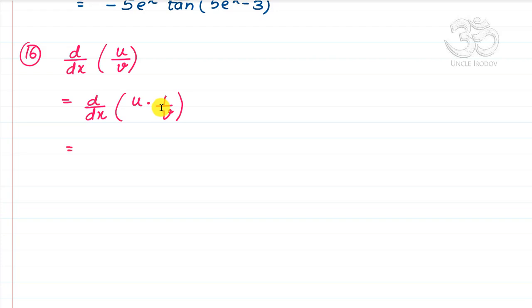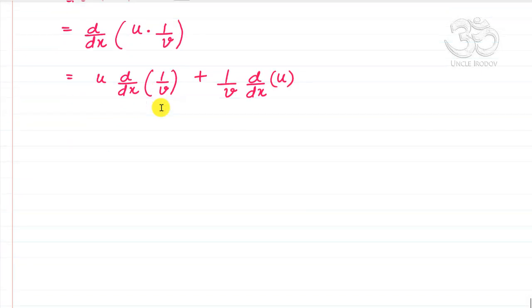So it looks like u d by dx of 1 by v plus 1 by v d by dx of u, right? So now we will have to use the chain rule here, because what will happen to this term is, this term looks to me like d by dx of v raised to the power minus 1.